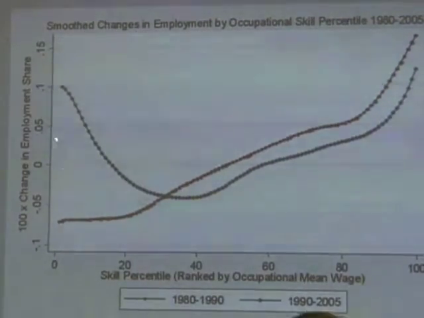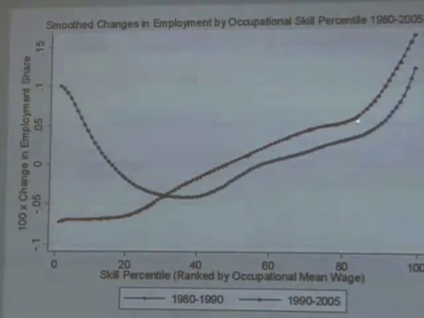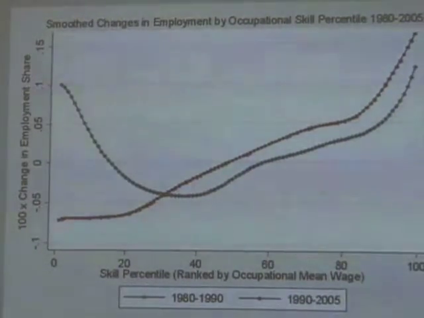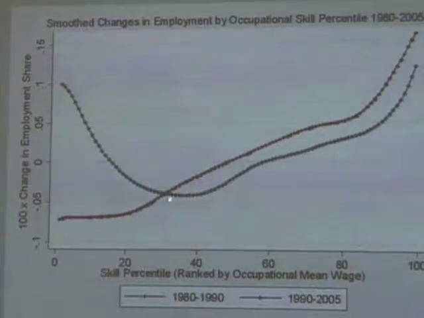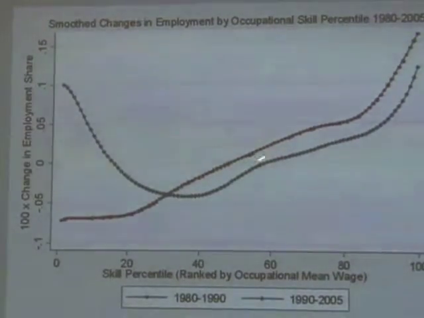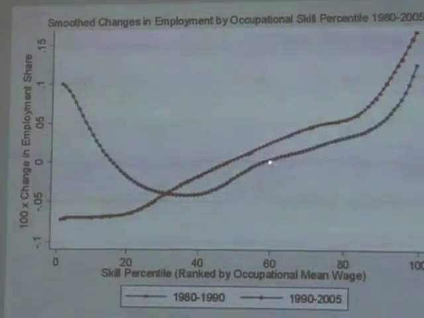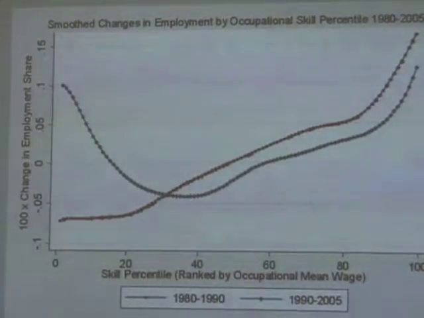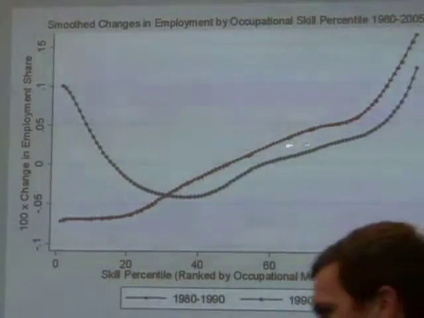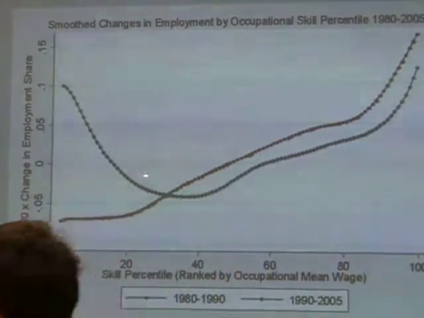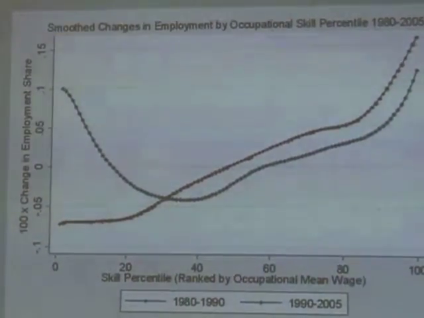And then this shows you the more recent 15 years. Here you see that basically occupations below the 25th percentile in terms of wages, which we sometimes call skills, are growing, and occupations above the 60th percentile are also growing. And then these occupations from essentially the 60th down to the 20th percentile or so are contracting as a share of employment.